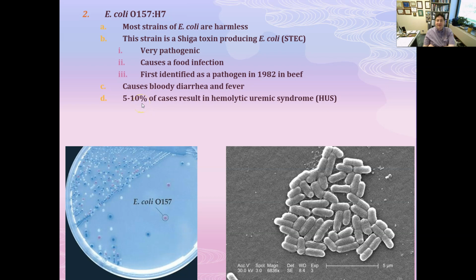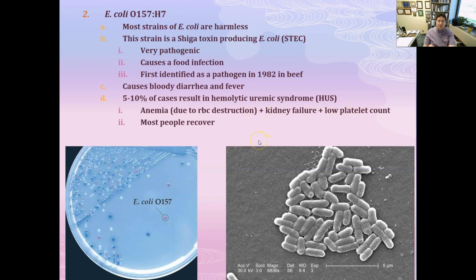but still 5 to 10%, it causes what's called HUS, or hemolytic uremic syndrome. Okay? What is that? That's pretty severe anemia because red blood cells have been destroyed, along with some kidney failure and low platelet count. Most people do recover from it, but some will have lifelong kidney damage and death can result. All right? Okay.